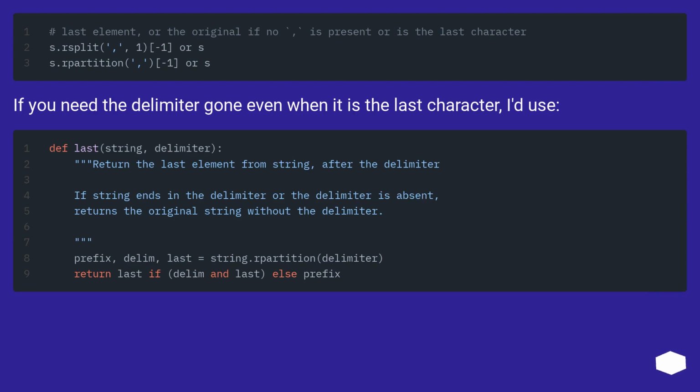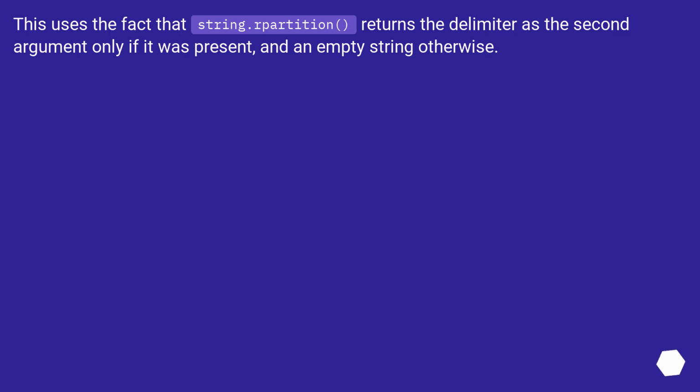If you need the delimiter gone even when it is the last character, I'd use This uses the fact that string.rpartition returns the delimiter as the second argument only if it was present, and an empty string otherwise.